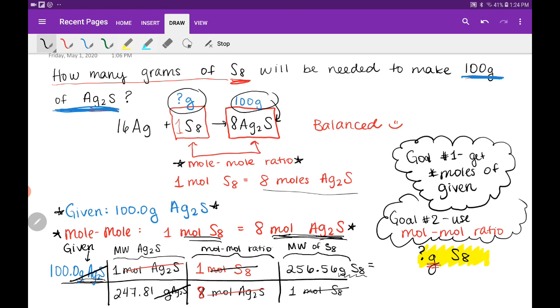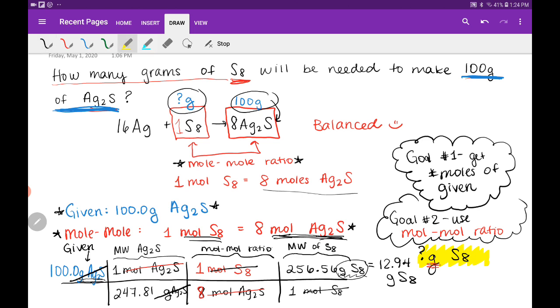So now we plug this into our calculator, 100, and you don't have to times 1, but you can if you want to. If that's your process, do it. Times 1 times 256.56, and without pressing equals on your calculator, you can hit divide by 247.81. And without pressing equals, you can hit divide by 8. And then when we round our final answer, we get 12.94 grams of S8, because that's the units that are left. Everything else canceled.